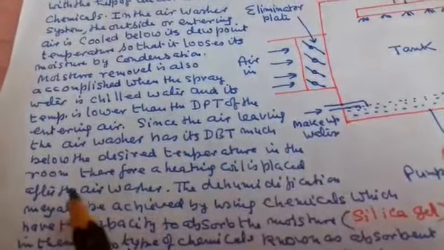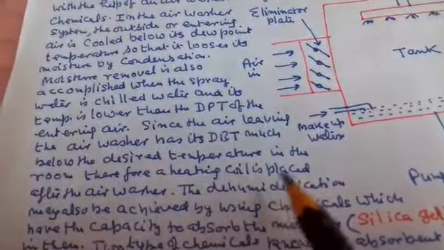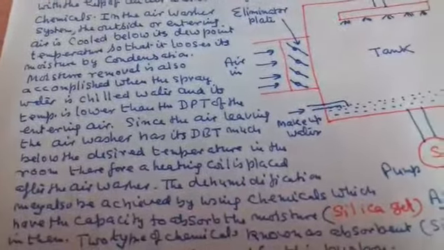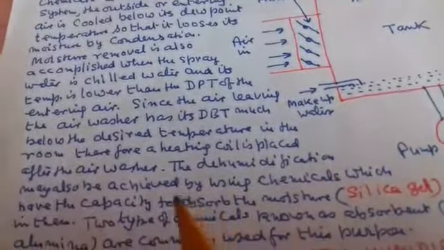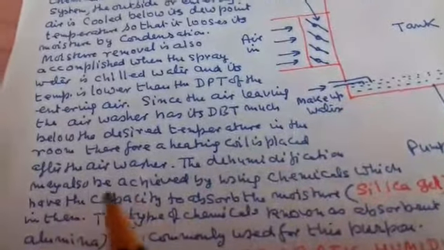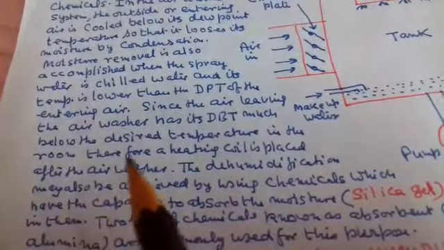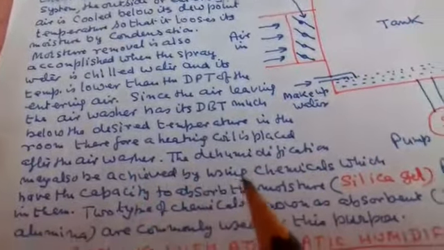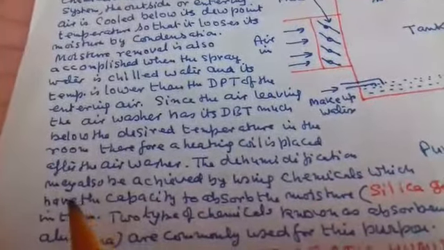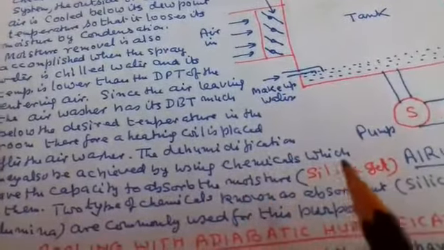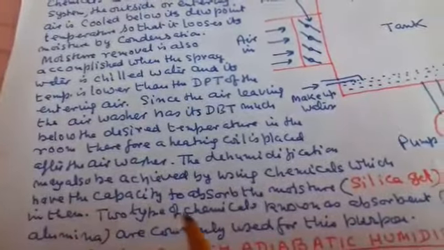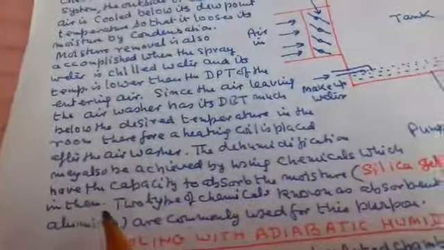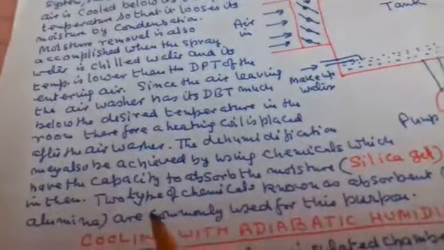It depends on the requirement: what is the temperature requirement for the air conditioned room? Then it has to be heated. It is heated before entering into the room. The dehumidification may also be achieved by using chemicals which have the capacity to absorb the moisture, silica gel, which absorbs the moisture. Two types of chemicals known as absorbents, silica gel and activated alumina, which also absorb the moisture, are commonly used for this purpose.